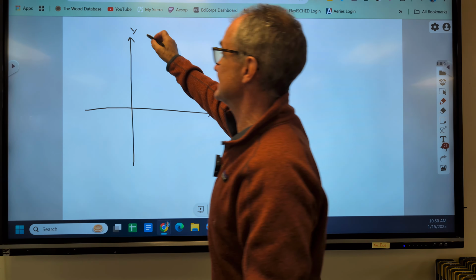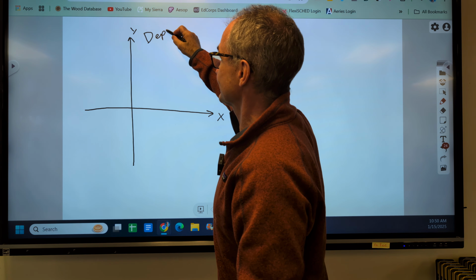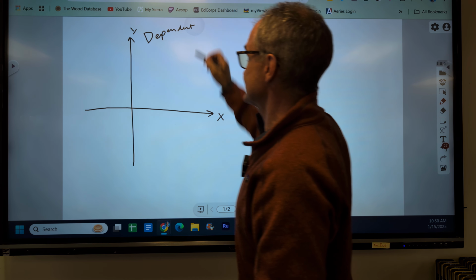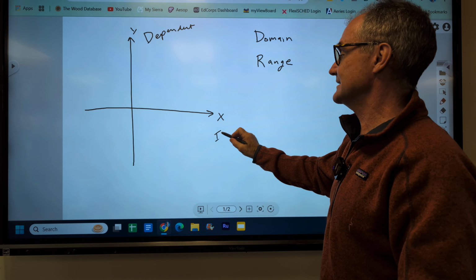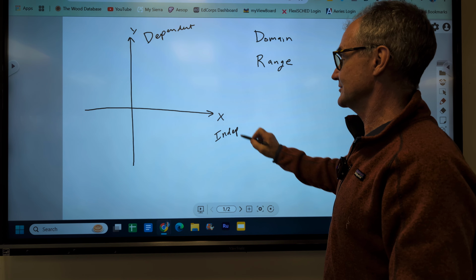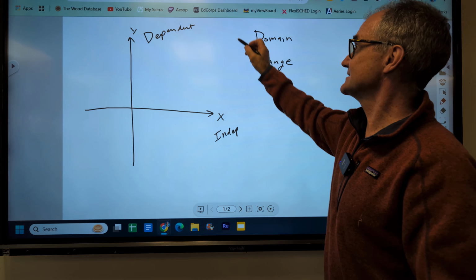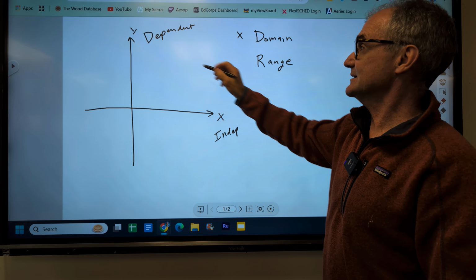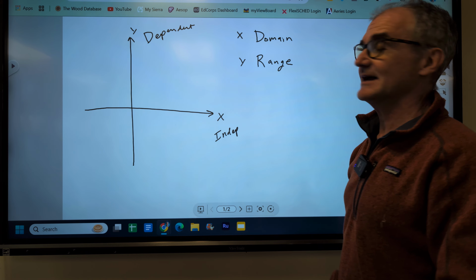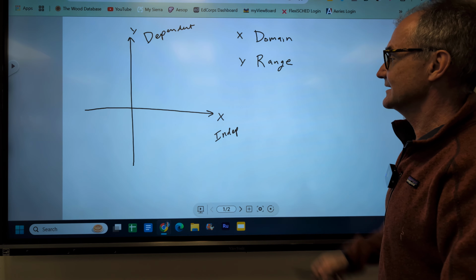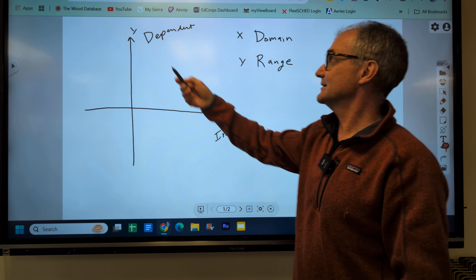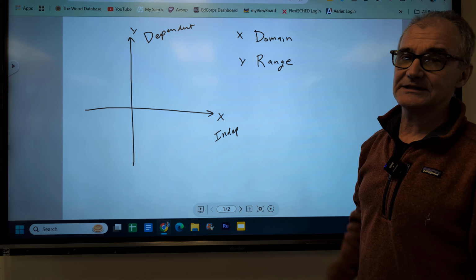It is our dependent variable. And our horizontal axis is always x. It is our independent variable. Domain is always attached to the x-axis. Range is always attached to the y-axis. I remember that x comes before y in the alphabet. D comes before r in the alphabet.